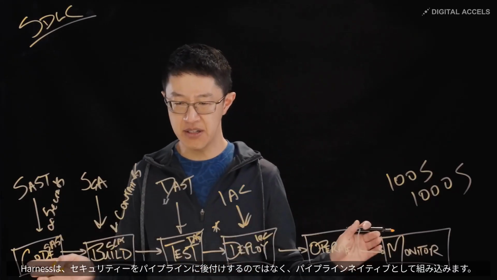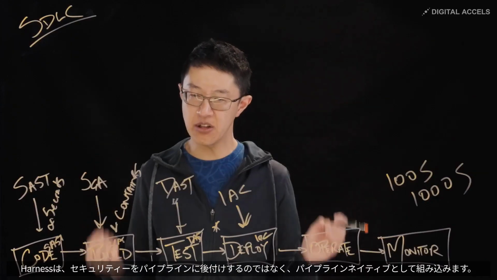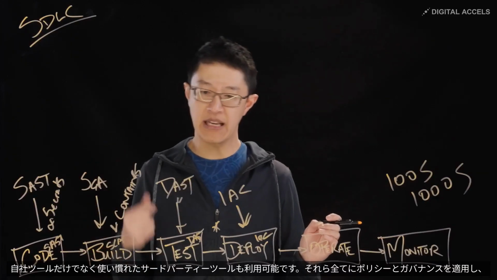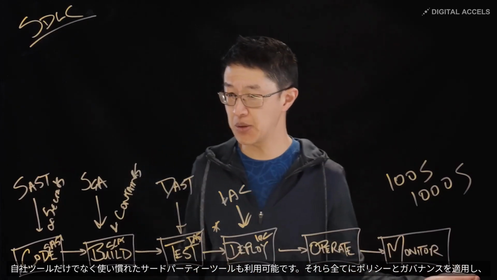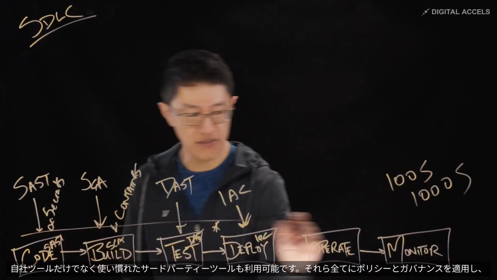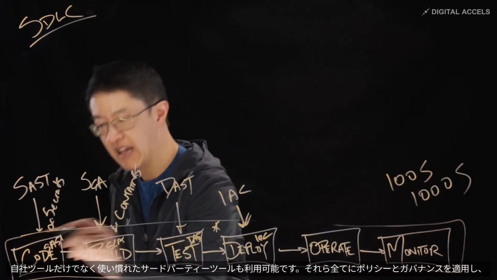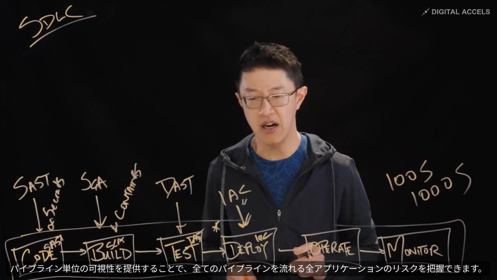So with Harness, instead of bolting security onto the pipeline, we bring it into the pipeline where it's pipeline native. We give you all of the tools on our platform. We allow you to use third-party tools if you have a favorite tool of yourself. We give you policies and governance around all of that. And we give you pipeline level visibility so that now you have an idea of the risk of every application going through every pipeline.